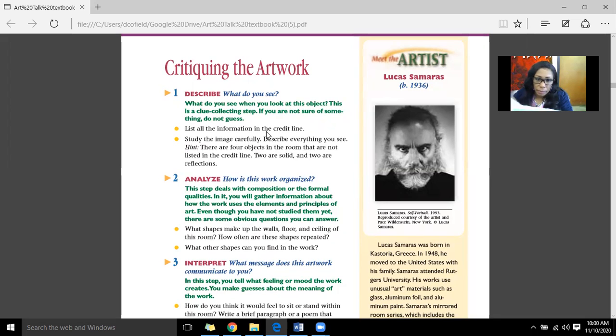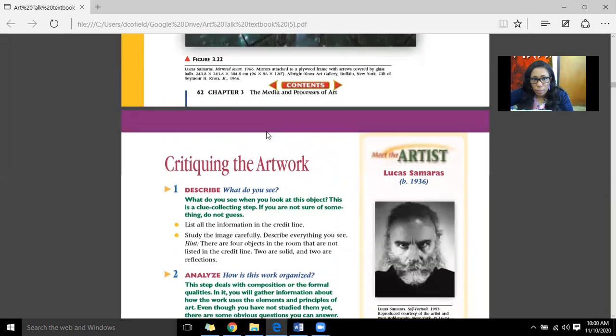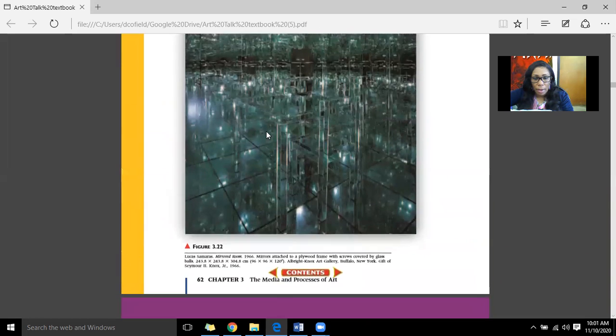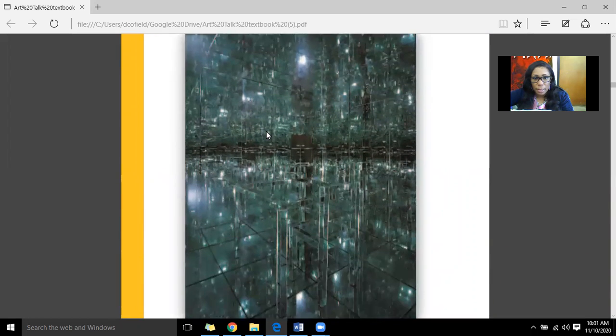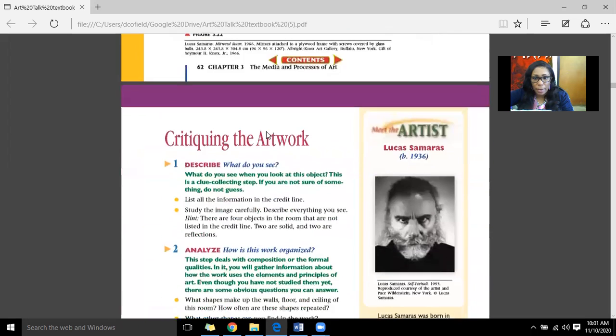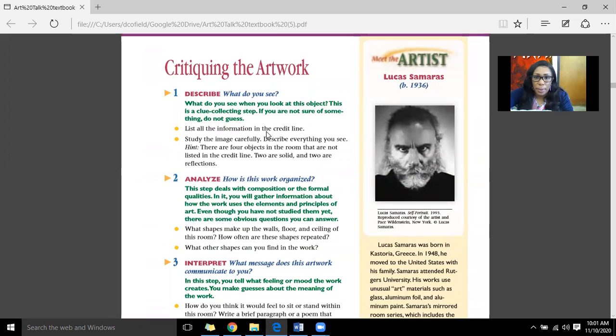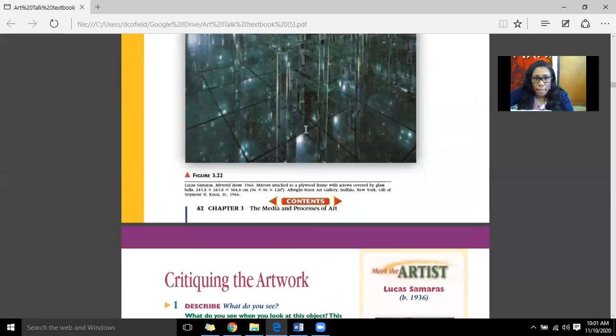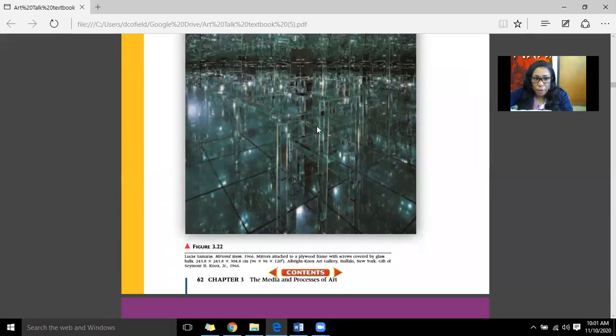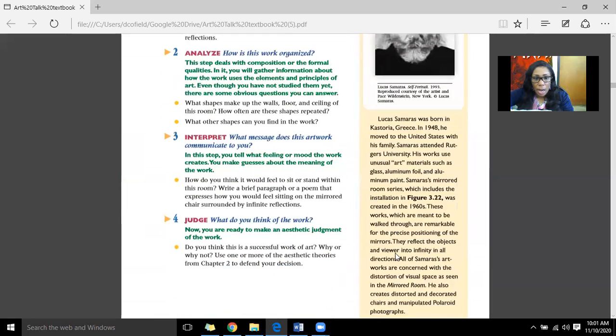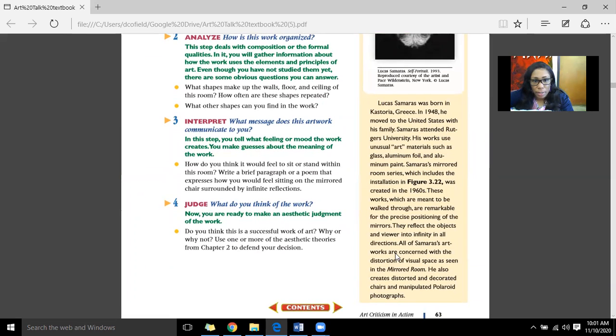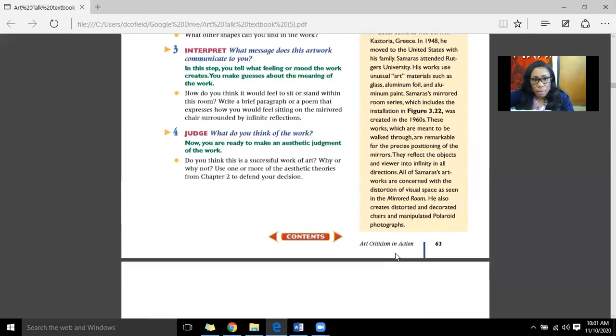What shapes do we see? What do we see? What shapes are noticed in this work? They're talking about this particular piece right here, art criticism, this mirror reflection piece. But we can also analyze this piece that you see right here, where we meet the artist. But this is the piece that you're going to describe, analyze, interpret, and judge, which is this work right here, figure 322. So we see mirrors and all of those things. It says, what's the message of this work? So those are some questions you answer. And what do you think of this work? Is this work of art successful? Those are some things to think about.